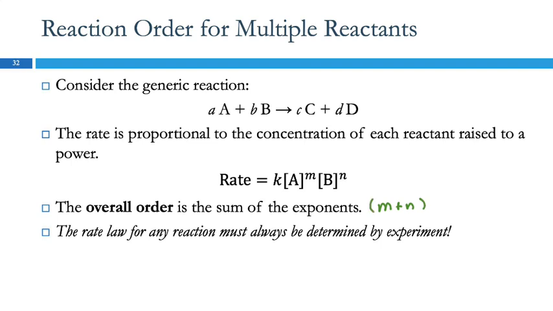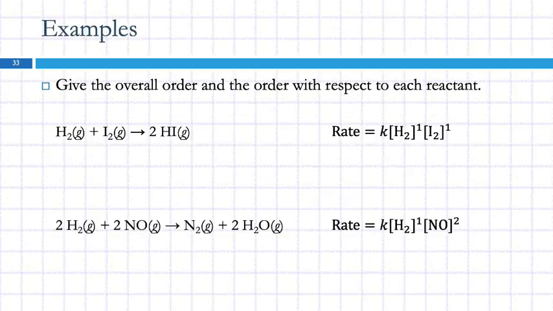And again, we cannot look at this balanced chemical equation and say what the rate law is. That'd be great, but it'd make things boring too. The rate law for any reaction has to be determined by experiment. Okay. So here we have a reaction we looked at before, hydrogen and iodine reacting to form 2 moles of hydrogen iodide. And here is the rate law.